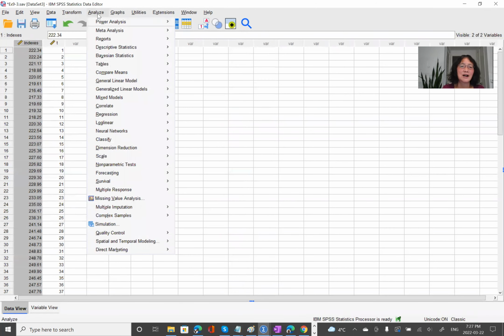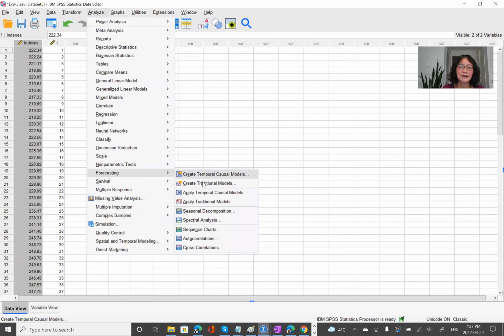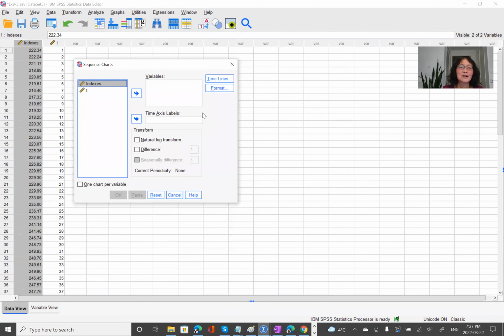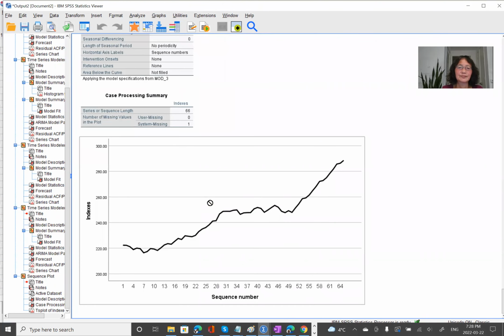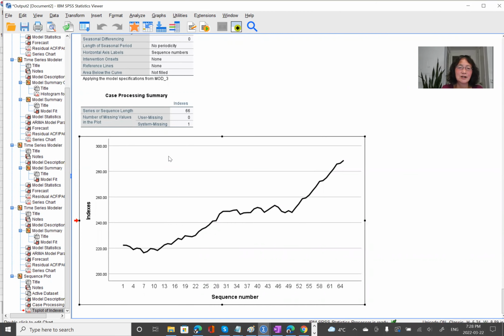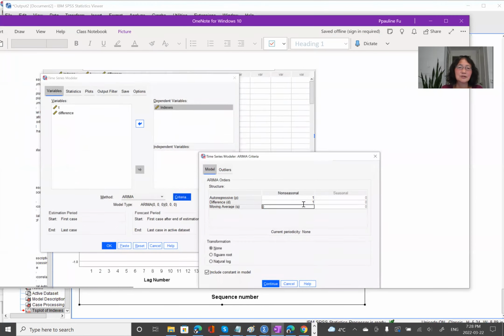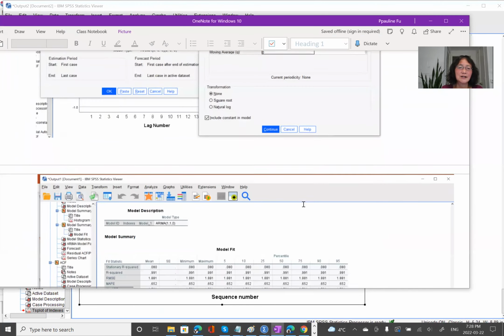Go to Analyze, Forecasting, Sequence Chart. The variable is the index, and then click the OK button. You see, this is the chart. I'm going to copy this into OneNote so that I can analyze it.